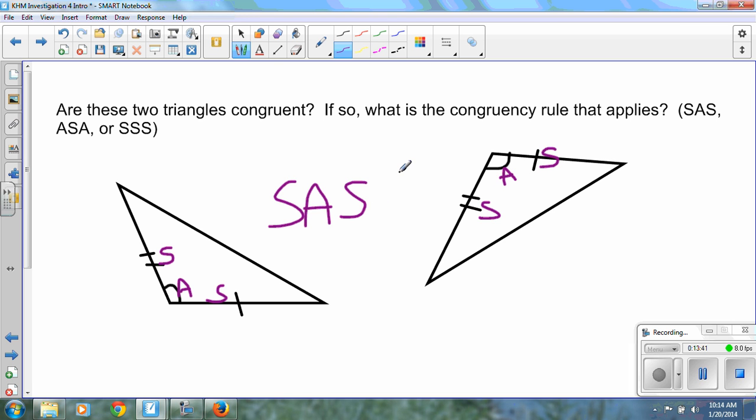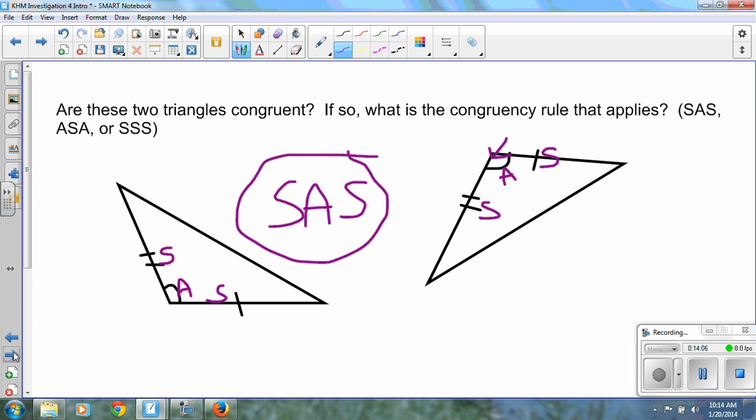Now remember the important rule of using SAS to determine congruency is that the angle, the congruent angle right here, has to be between both of the sides. It has to be the included angle. If it's not the included angle that's congruent, you cannot use this rule.